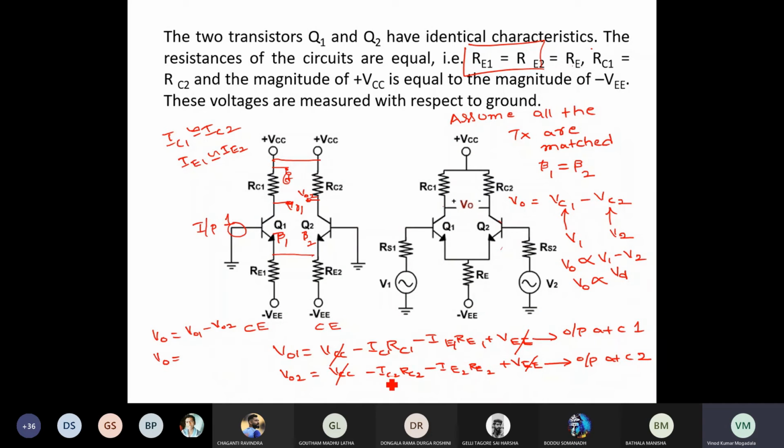The output will be IC into RC plus IE into RE. IC is approximately IE, so the output voltage is IC into RC plus RE.